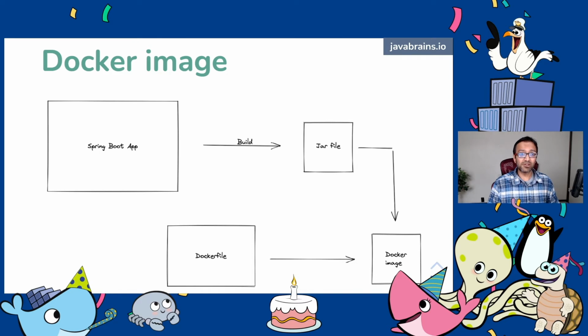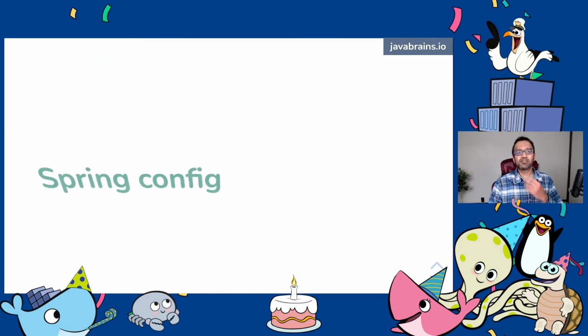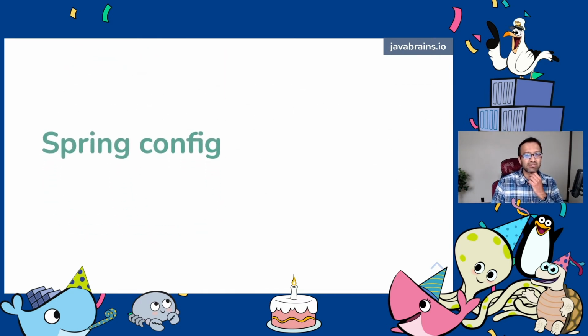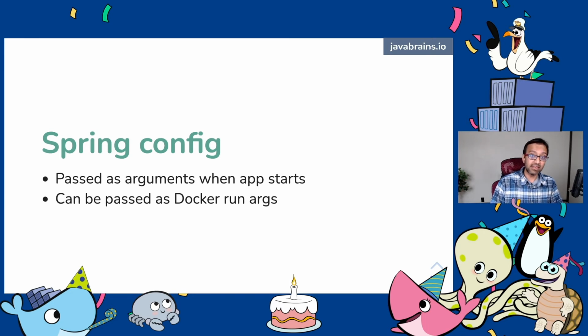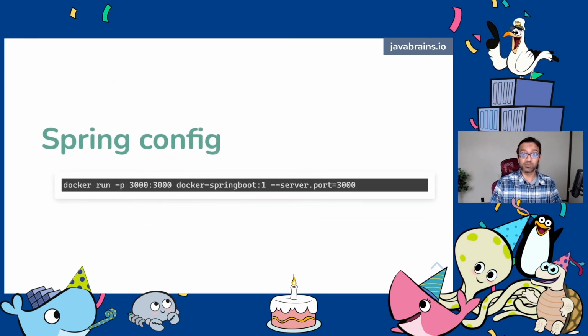Now, is this good enough? Well, the thing about Spring is that Spring has the ability to pass configs, right? You can pass configs as arguments when the application starts, or with the Docker use case, you can pass them as run arguments. You can pass arguments to your docker run command, and then that gets passed to the Spring application.